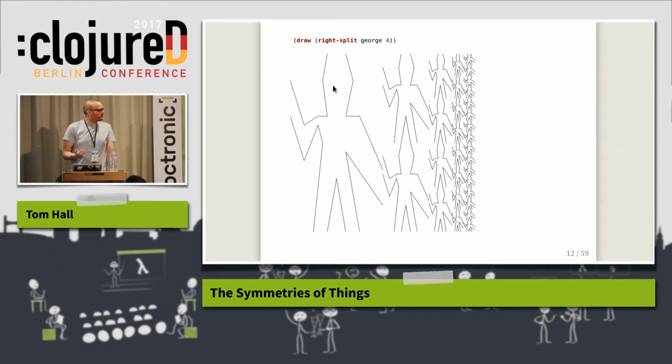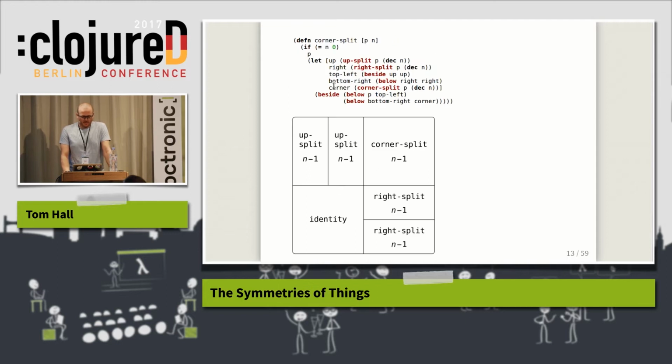Because we've got this embedded in Clojure, we can do things we can do in Clojure. It's just functions, so we can recurse and we can do stuff like this. So now a function called corner split, which splits it into 4 pieces. I said up, right, top left, bottom right, and corner to try and describe them.